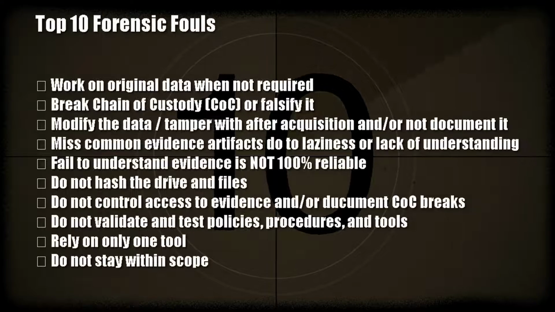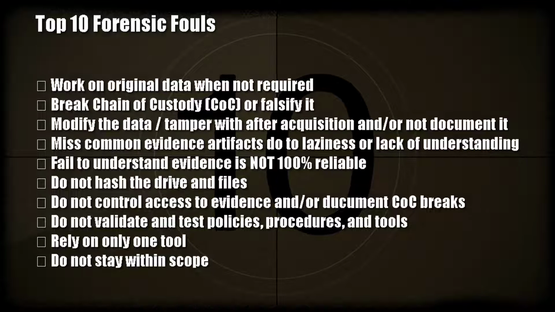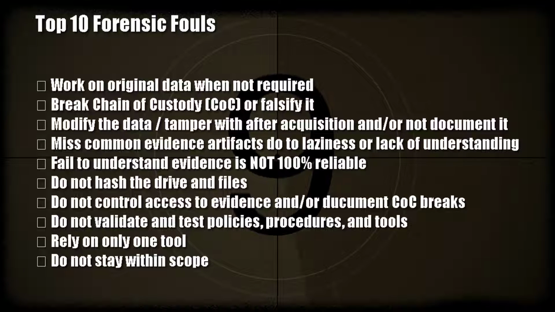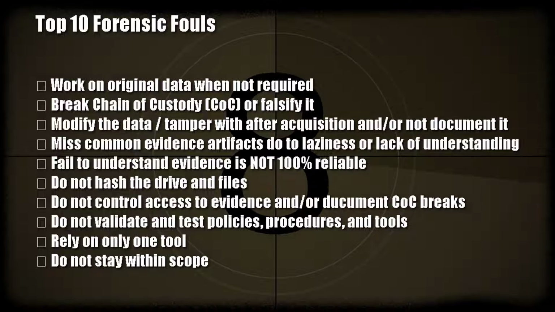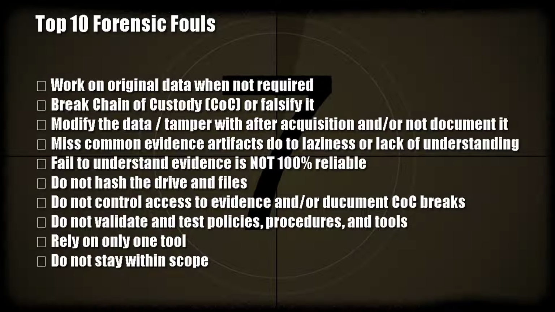Now to the fun things, the top 10 forensic fouls. 1. Work on original data when not required. You always want to work on the copy if you absolutely can. 2. Break chain of custody or the COC document, and sometimes even falsify it. I've seen that happen a lot. 3. Modify the data or tamper with it after the acquisition and or not document it. This again breaks chain of custody.